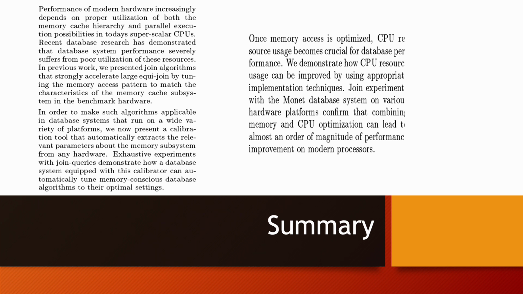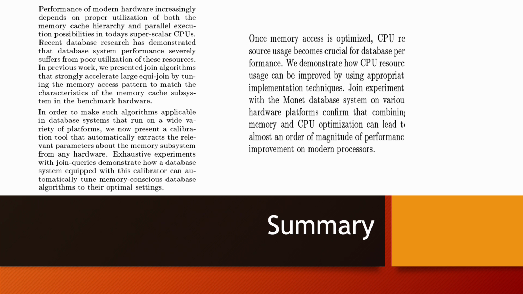In previous work, the paper presented join algorithms that strongly accelerate large equijoins by tuning the memory access patterns to match the characteristics of the memory cache subsystems in the benchmark hardware. In order to make such algorithms applicable in database systems that run on a wide variety of platforms, the paper now presents a calibration tool that automatically extracts the relevant parameters about the memory subsystem from any hardware.